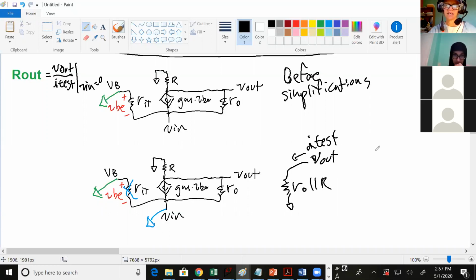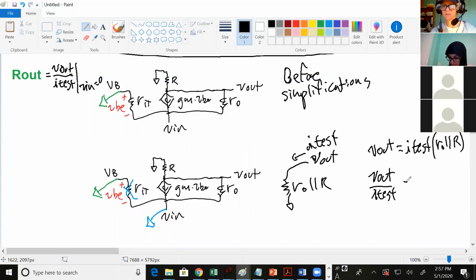So to do that, I know R out is V out over I test, but I know V equals IR, so I could do I test times, now I see RO parallel R, but I want V out over I test. Is your RO parallel with R. So that's why in your last homework, when you did the .tf, you got almost exactly the same R out for the common base as you did for the common emitter.